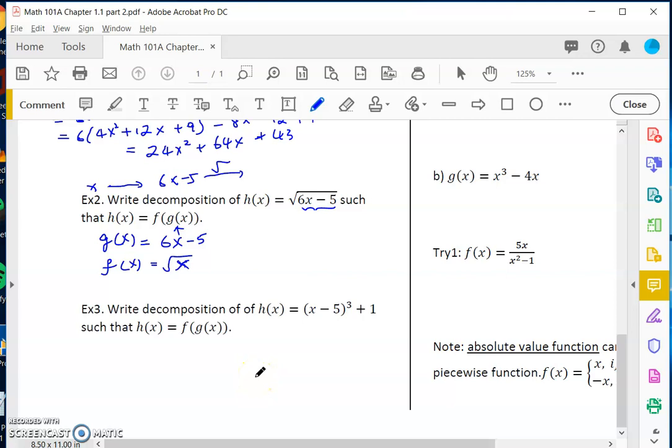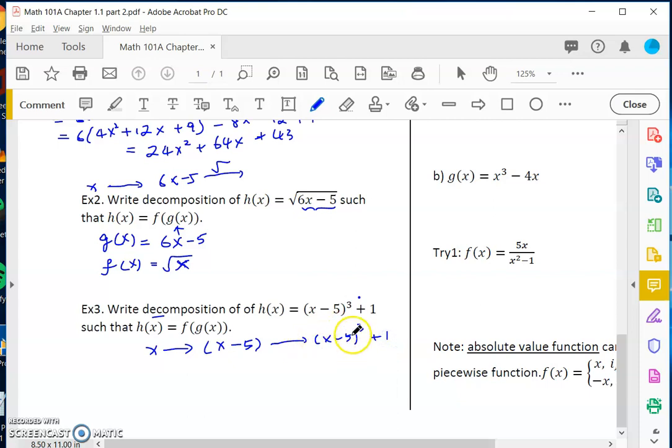Example 3, so I have h of x equal to (x minus 5) cubed plus 1. I want to decompose it into two functions so that one is inside and one is outside. Obviously you can see x inside is this part, right? So a very natural thing to say would be x becomes x minus 5. Now there's multiple ways of doing it. I just choose to do it this way. And then after this, I'm going to cube it and then add 1, right? And then we'll have (x minus 5) cubed plus 1.